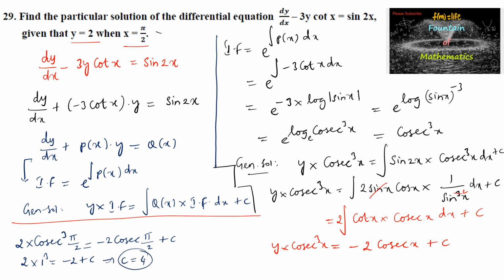So the value of the constant is 4, so that we can give the solution as y into cosecant cube x is equal to minus 2 cosecant x plus 4. So y into cosecant cube x plus 2 cosecant x is equal to 4 is the solution.